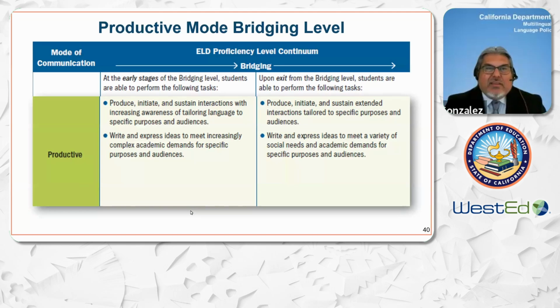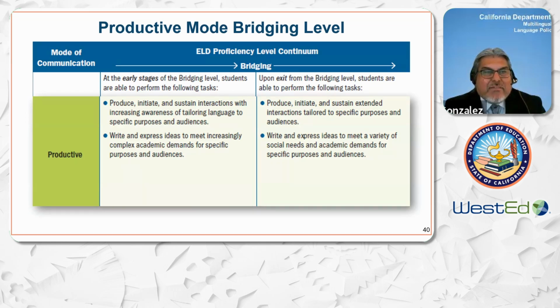The image on the slide shows the bridging level in the productive mode of communication from page 22 of the California ELD Standards publication. At the early stage of the bridging level, EL students are able to produce, initiate, and sustain interactions with increasingly complex academic demands for specific purposes and audiences.